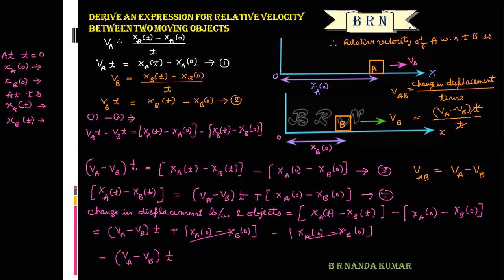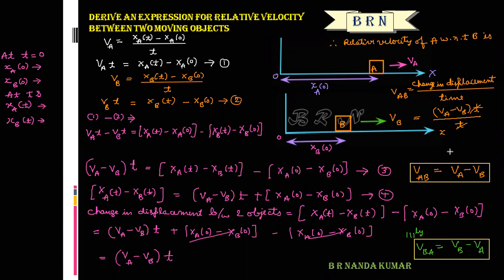Okay. In a similar way, the velocity of object B with respect to object A is VB minus VA. So this is the mathematical expression for the velocity of object A with respect to object B, and this is the velocity of object B with respect to object A. And this derivation is very important for 5 marks.